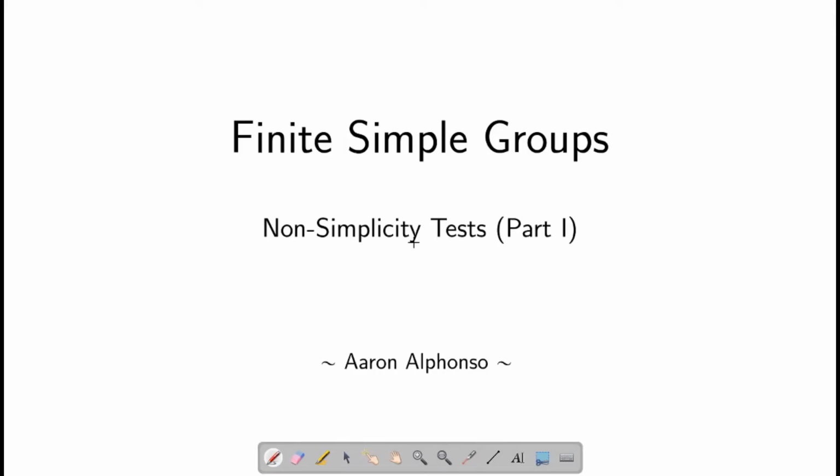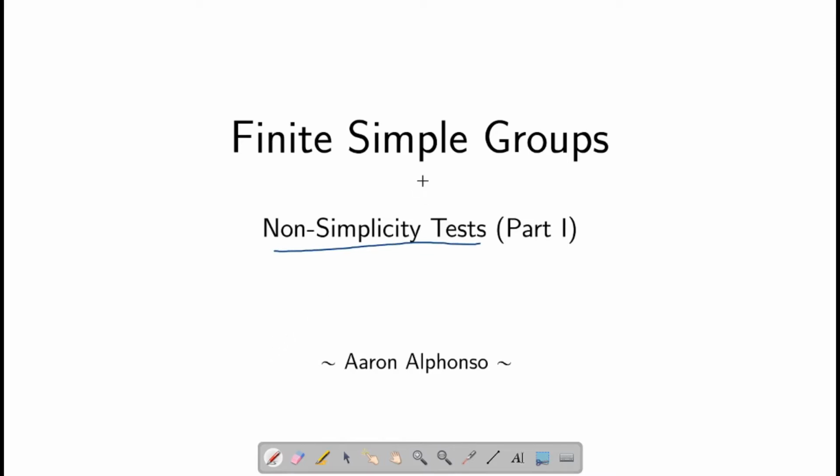So in this chapter, we will be studying finite simple groups. We will look at this as an application of the three Sylow theorems. In particular, in the next two sessions, we will look at some non-simplicity tests.